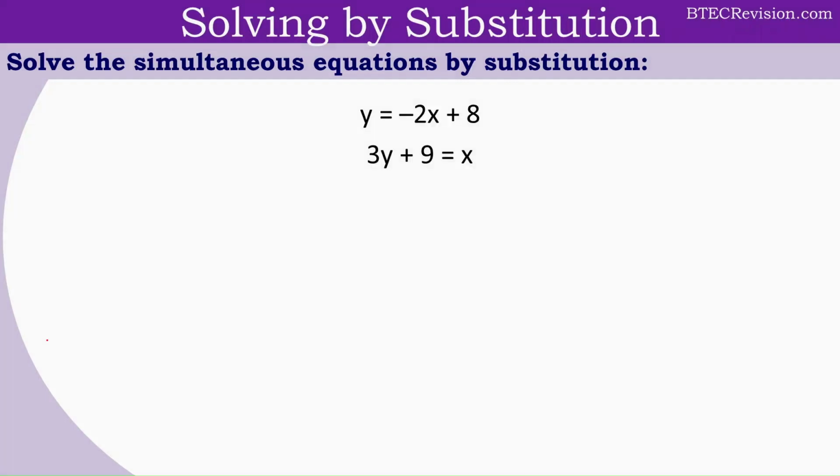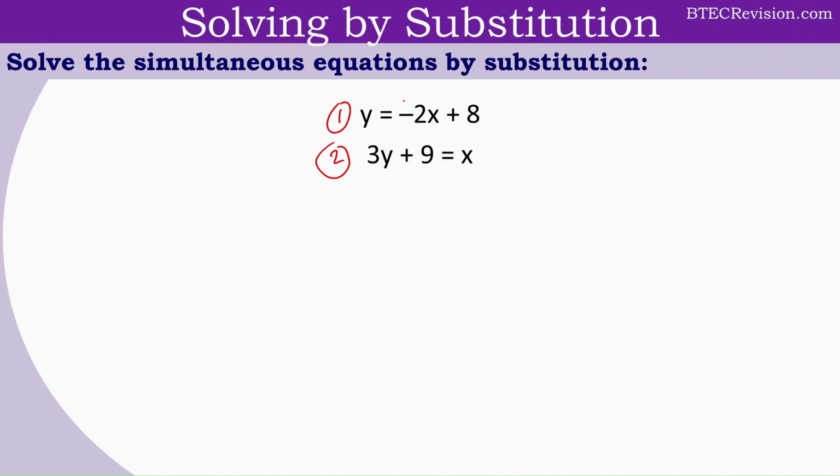Let's start by using the method of substitution. We can see for equation 1, we have y is equal to negative 2x plus 8, and this has been made much easier for us because y is already the subject. And for equation 2, we have 3y plus 9 is equal to x. So there's two ways we can do this. We can replace equation 1, which has y already the subject.